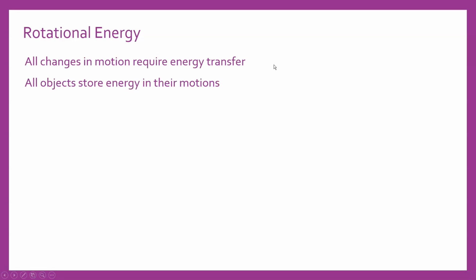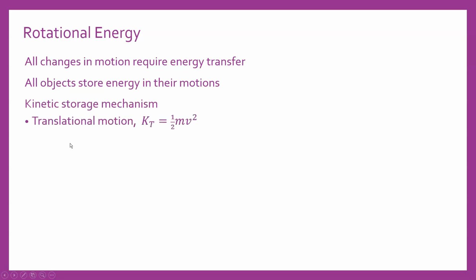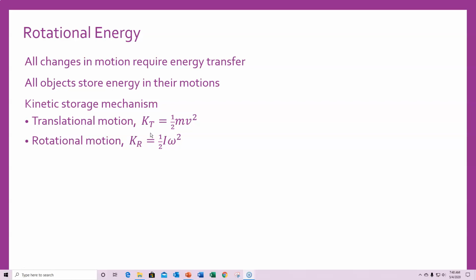First, let's review some energy concepts. We know all changes in motion require energy transfer, and all objects store energy in their motions. So let's take a look at the kinetic storage mechanism. For translational motion, we have this relationship. For rotational motion, the kinetic energy of rotational motion is 1/2 rotational inertia times omega squared. Notice conceptually that is the same as what we had for translational motion: 1/2 times inertia times velocity squared.